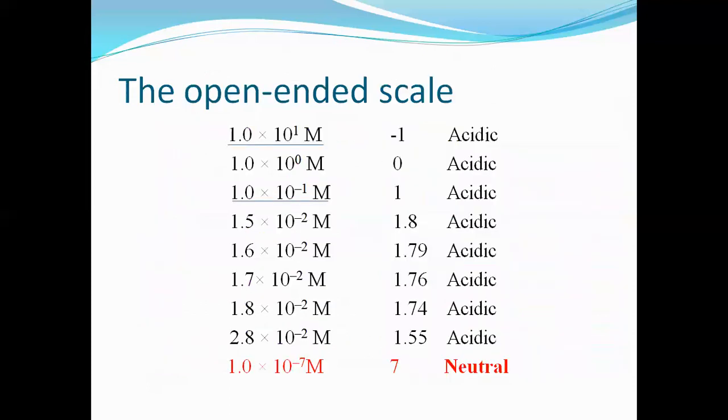And the next one is, if this value changes, an increase in this value will decline the pH. See, like 1 into 10 power 1 is minus 1. 1 into 10 power 0 is 0. 1 into 10 power minus 1 is 1. And just like that, 1.5 into 10 power minus 2 is 1.8. You just retain the same value here and change this value. So from 1.5 to 2.8, I have changed. And the change in the value actually declines.